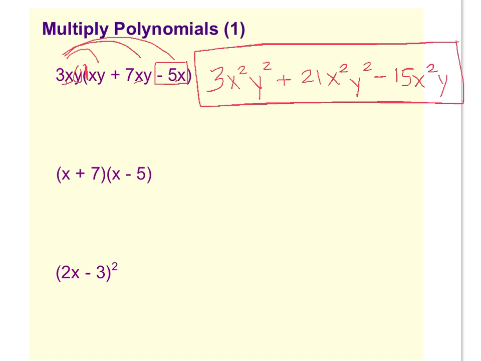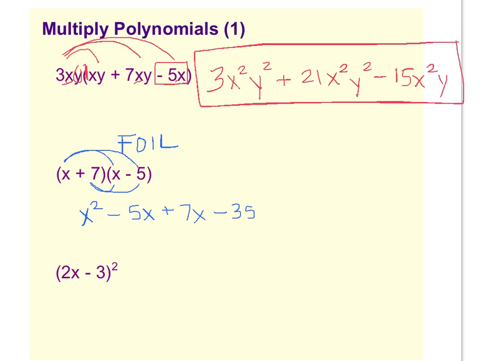Alright, this next example we have a binomial times a binomial. This is where we can use our FOIL method. When we FOIL, we multiply the first terms of each binomial. So x times x gives us x squared. Then you multiply the outside terms. This x will get multiplied by that negative 5, and we get a negative 5x. Now the I, you multiply the inside terms. 7 times x is 7x. And then the L stands for the last terms. We'll take the 7 times the negative 5, and we'll get a negative 35.